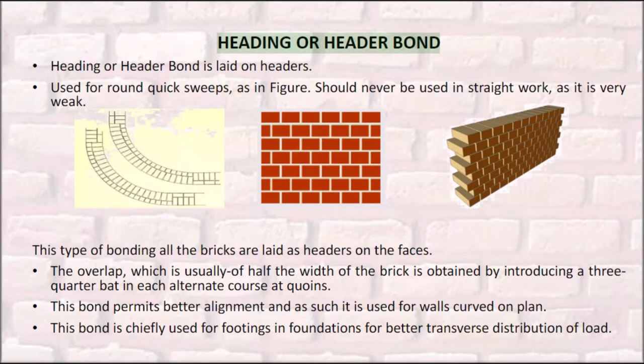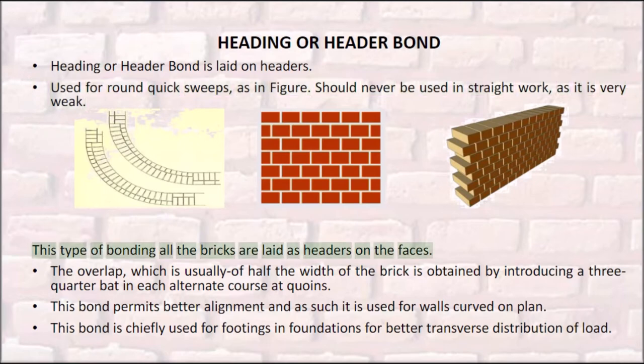Heading or header bond. Heading or header bond is laid on headers. It is used for round quick sweeps, as in the figure. It should never be used in straight work, as it is very weak.